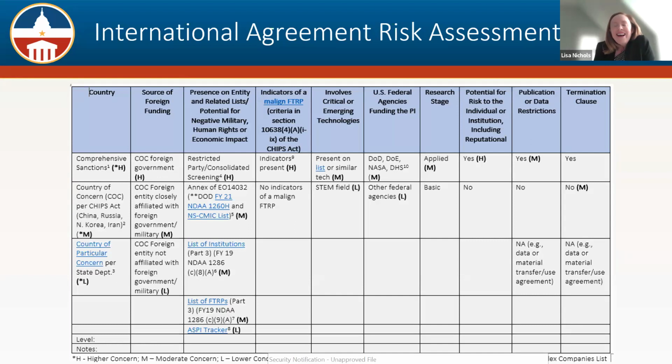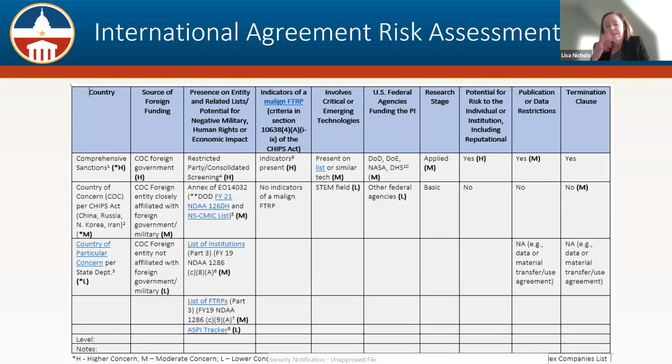So thanks, Sarah. And so the next factor, the next column is U.S. federal agencies that fund the PI. So where do they get their funding? What kind of research are they conducting? Is it DoD and DOE funding involving critical or military research, for example? The research stage, is it applied or basic? The potential for risk to the individual or institution, including reputational. I think this is a nod to MIT's report and approach. And then other publication or data restrictions and then also the presence or absence of a termination clause.